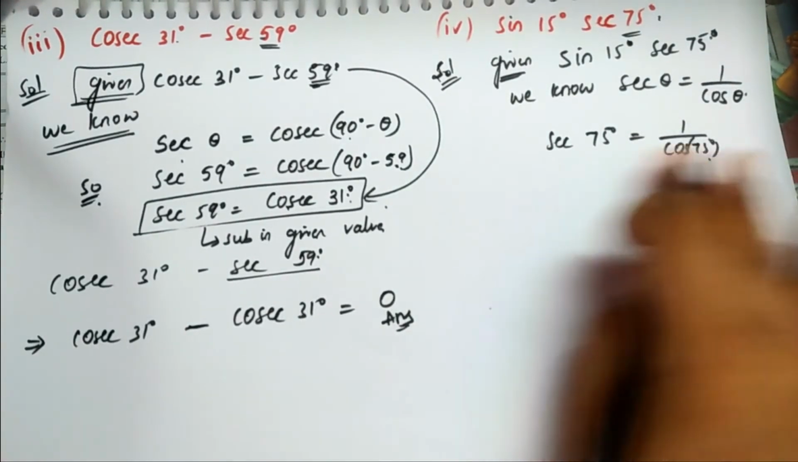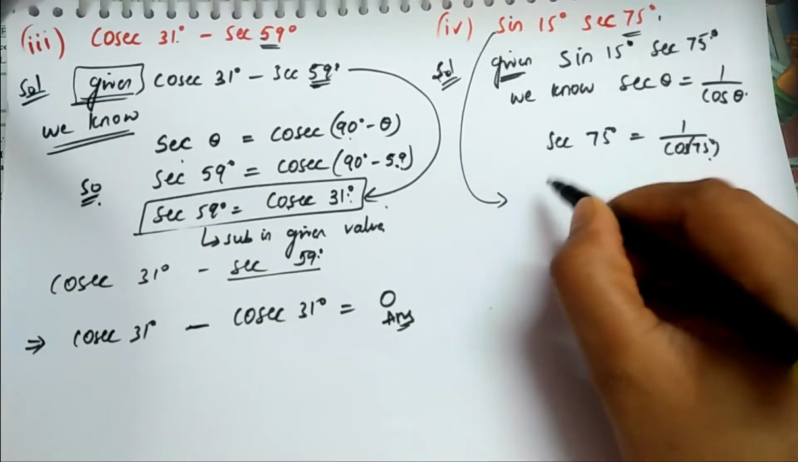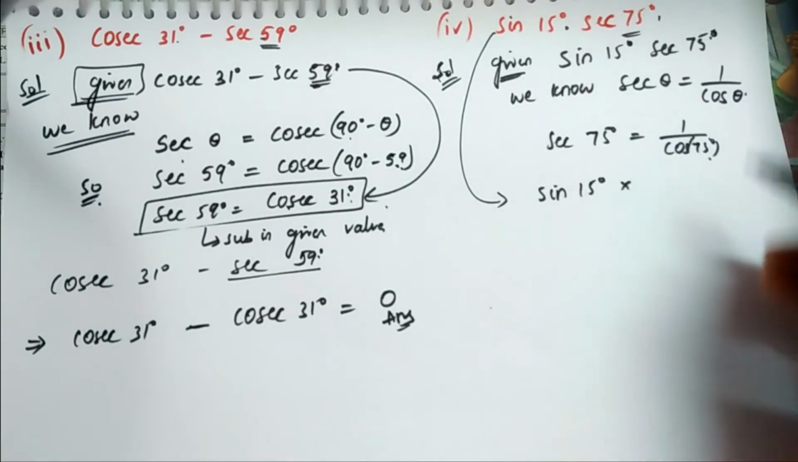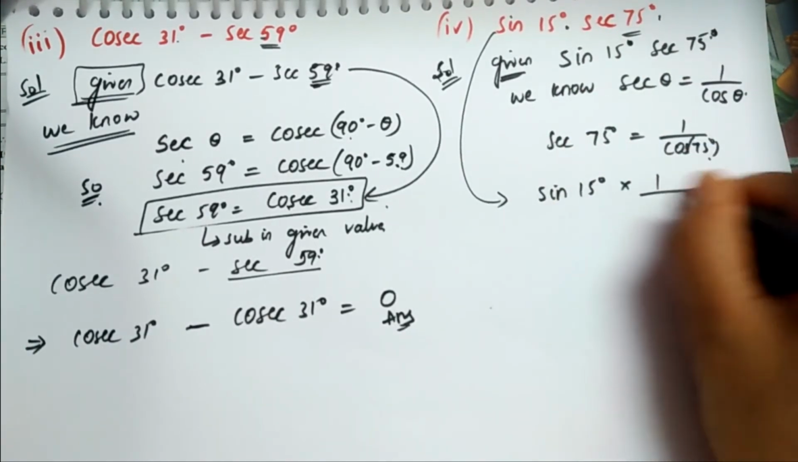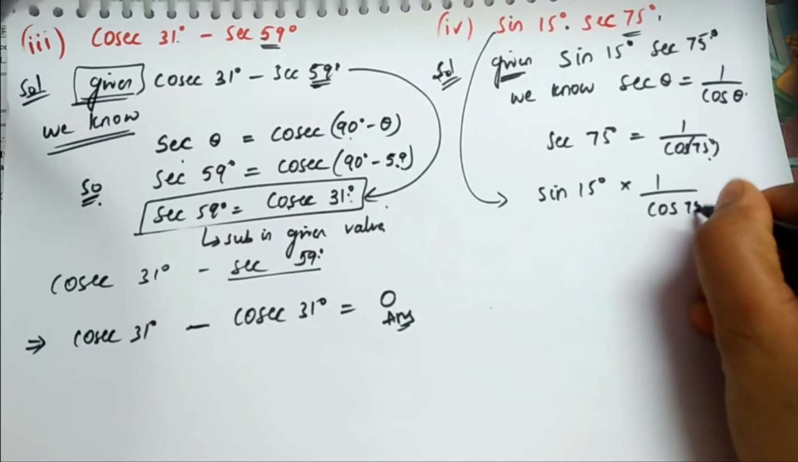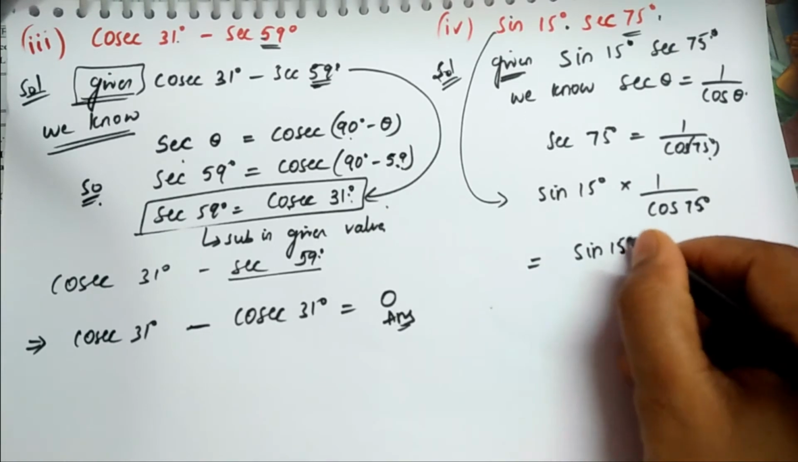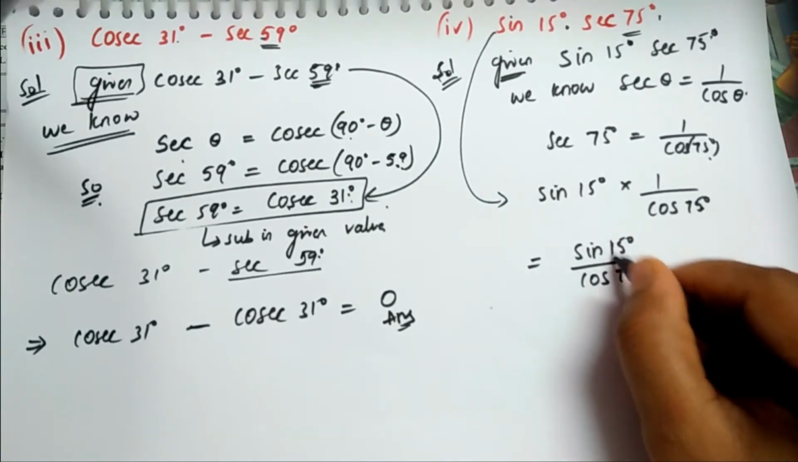Okay, next, we got it. So our question now changes to sine 15 degrees into, what secant we have just got as 1 by cos 75 degrees, right? Which is nothing but sine 15 degrees divided by cos 75 degrees, right?